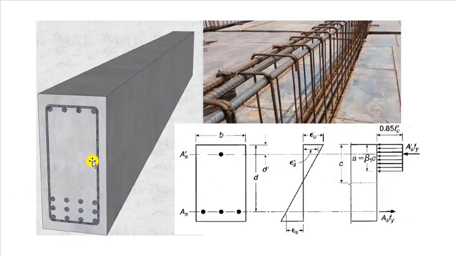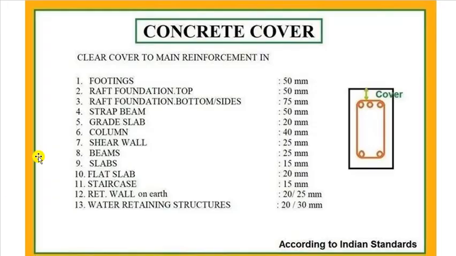And in this image, you can see a cross section or example of a beam. This is the reinforcement bar, rebar, and this is the external surface of the concrete. So we need to maintain this concrete cover between the rebar and the outer surface of the concrete. Let's see what the IS defined concrete covers are for different components. According to Indian standards, there are defined concrete covers for different components.